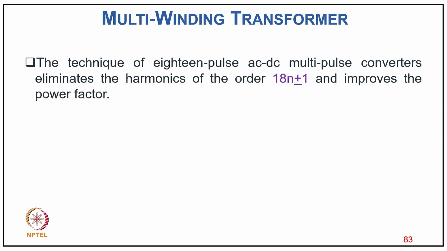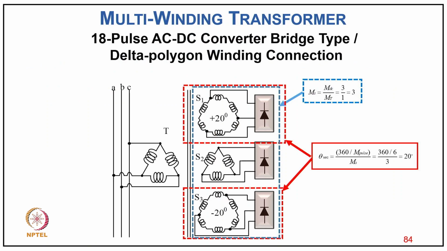The technique of 18-pulse AC-DC multipulse converters eliminates the harmonics of the order of 18n plus minus 1 and improves the power factor. The typical example of an 18-pulse converter here is with the delta polygon winding. We have different kinds of winding connections for this kind of concept: not only star-delta connection, but also hexagon, polygon, T connection, Scott connection, and zigzag connections. So plenty of 7 to 8 types of connection are required for giving a phase shift as well as providing multi-phase.